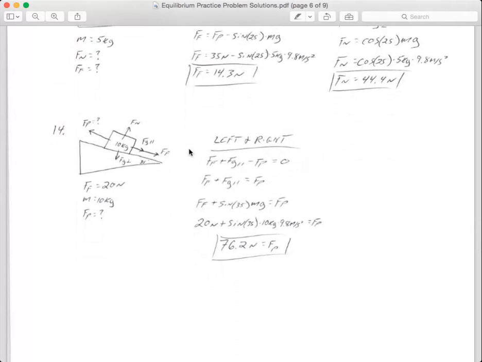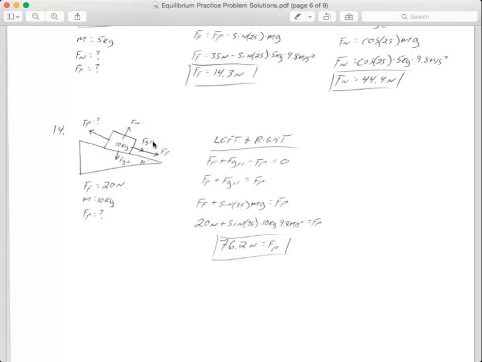Number 14. In this problem, we've got a 10 kilogram block. We've got the normal force going up. Gravity perpendicular going down. Gravity parallel goes to the right. Force of friction also goes to the right, and it's a 35-degree angle. The problem tells us that friction is 20 newtons. We're trying to find the force of push right there. In this particular problem, I don't care about the normal force, so I'm not even going to do the up and down because I don't have to.